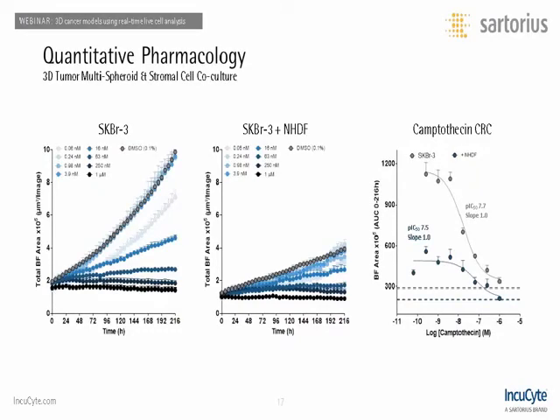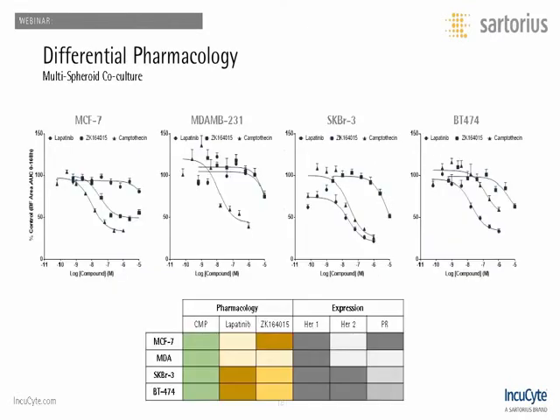So here is a quantification of the SKBR3 videos that you've just seen on the previous slide, where the total area metric indeed aligns with what you've just seen, in that there is the greatest area coverage with SKBR3s in the absence of fibroblasts. These two cultures have been treated with camptothecin, that cytotoxic agent I spoke about earlier, and an area under curve analysis performed of the whole time course to show that camptothecin displays the same potency across both treatment groups.